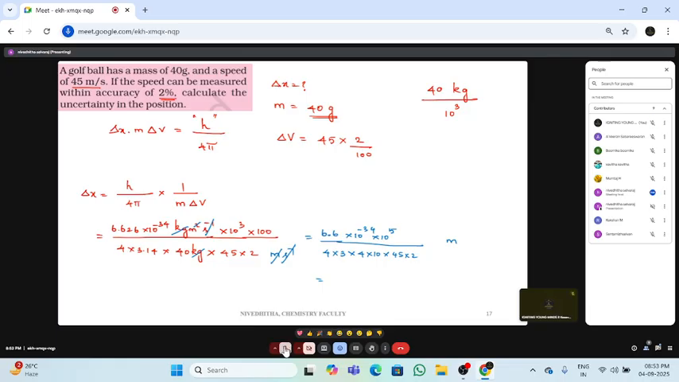Okay, sir. So if you simplify this, what value will we be getting? Tell me the approximate value. That is enough. 1.38 into 10 power minus 32, ma'am. 1.38 into 10 power minus 32, ma'am.